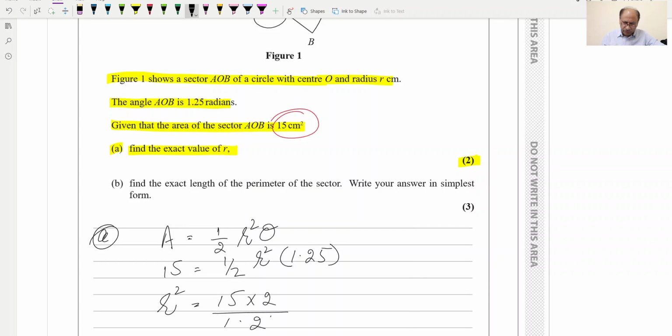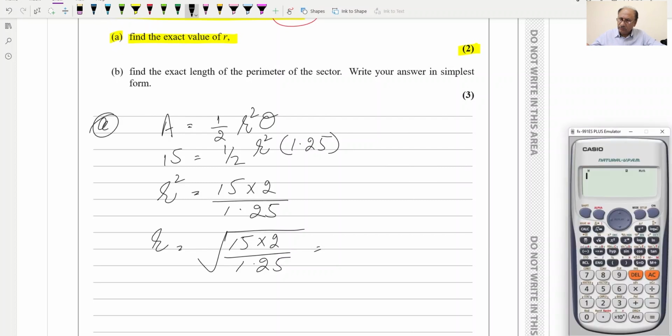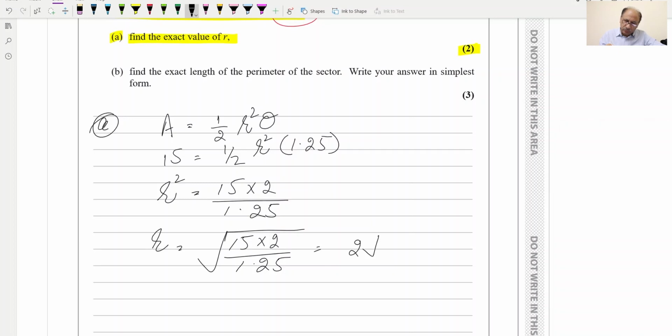After making it the subject, we can find the value of r will be equal to the square root of 15 times 2 over 1.25, and this is what we can simplify with the help of the calculator. So it will be the square root of the fraction 15 times 2 divided by 1.25, which will be equal to 2 under root 6, and 2 root 6 will be our answer.